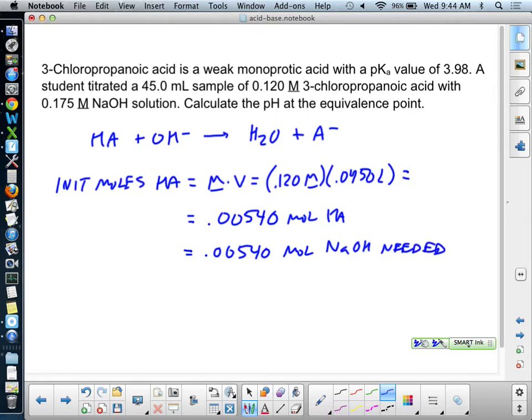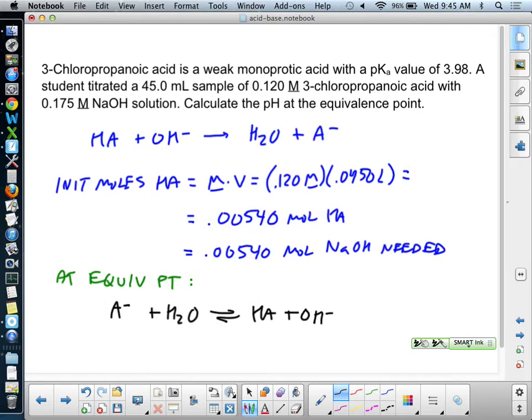Once we reach the equivalence point, what is the main species present? The conjugate base. Very good. So at the equivalence point, once we have added as many moles of sodium hydroxide as we started with moles of acid, the main equilibrium that's occurring is A minus plus H2O in equilibrium with HA plus OH minus.